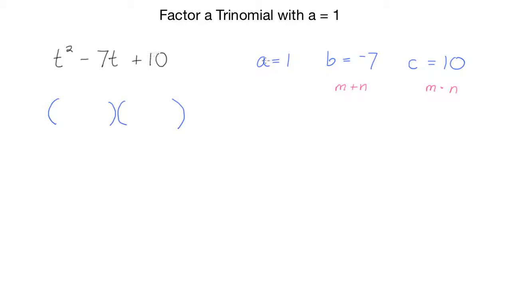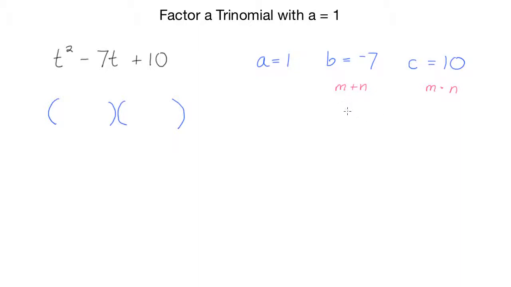Well, again, I want to think strategically about my negatives. For c here, to get a positive value, I either need two positive numbers for m times n, or I need two negative numbers, because two negatives also make a positive when multiplied together. But looking at my middle term, they need to add together to become negative 7, which means they both have to be negative to multiply to make a positive. So I'm looking for two numbers that are both negative, add to negative 7, but multiply to 10.